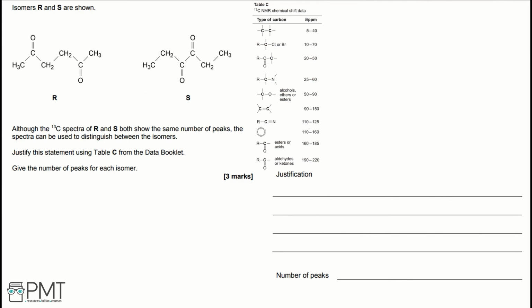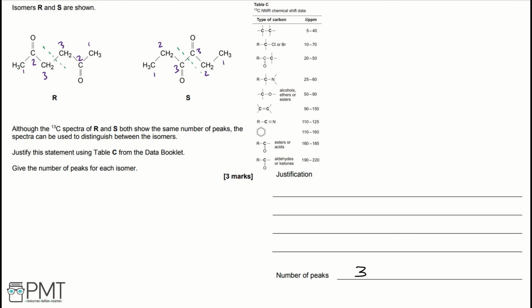So the first thing we need to do is look for any symmetry in the molecule. So both R and S have a line of symmetry in the middle here. And then we need to number the carbons. So we've got 1, 2, 3, 3, 2, 1. And the same in S. We have 1, 2, 3, 3, 2, 1. So we have 3 peaks in both R and S, which is good because they are supposed to be the same number, so we know we've counted them correctly. And so we can write 3 next to number of peaks.